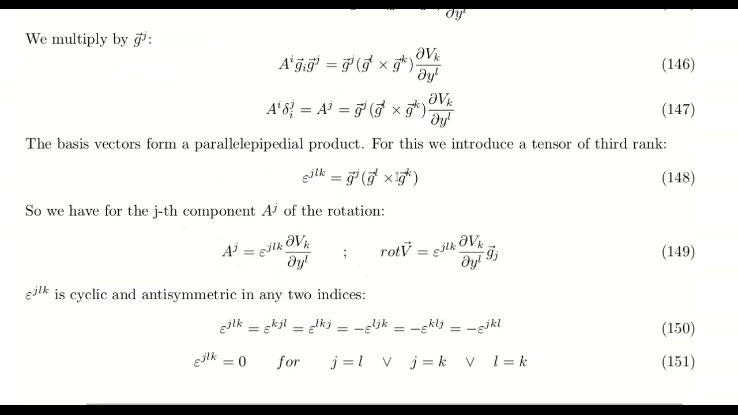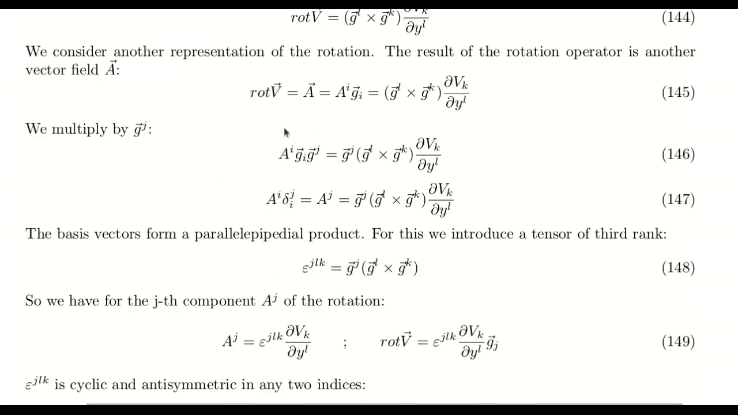Or if we write rotation V, so here rotation V is a vector multiplied by a G vector. So here we have a vector, and to get the rotation we must multiply with another G vector. So we have here another G vector in this expression, 149.